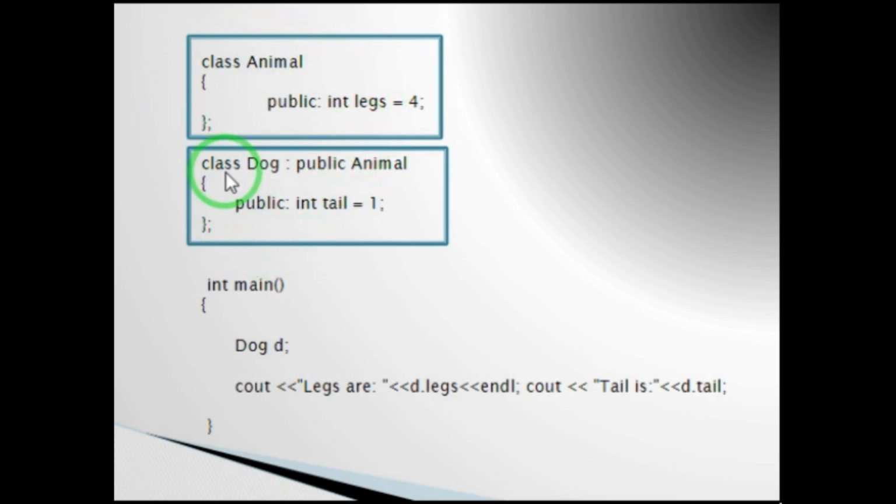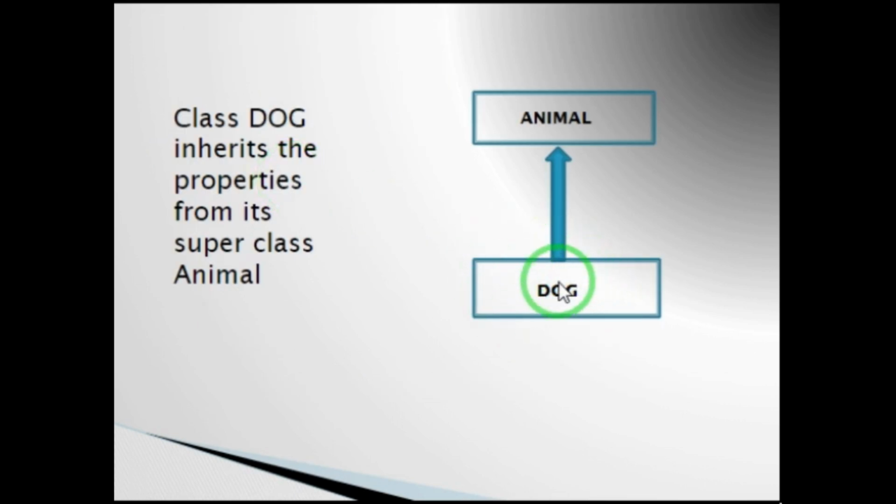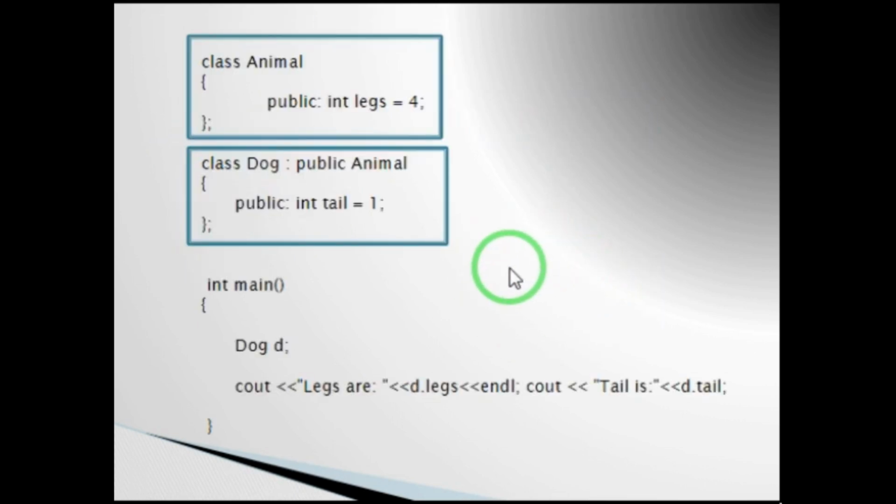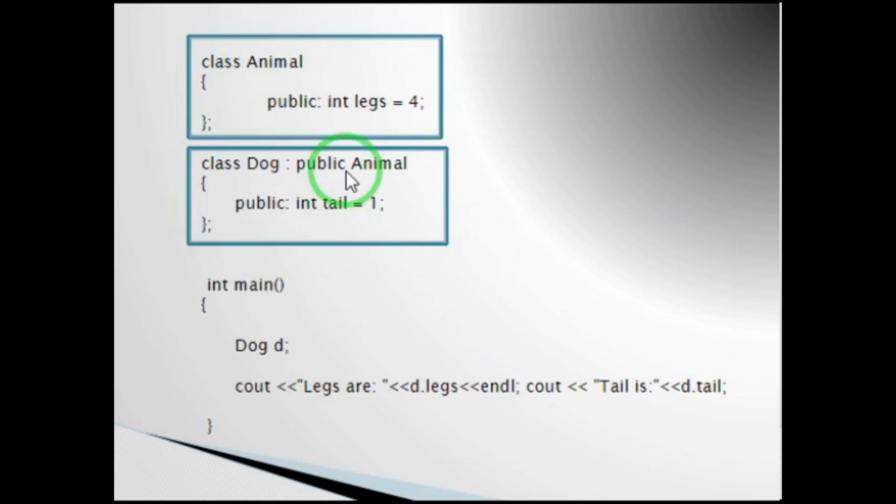So dear student, class dog: I want to declare this dog class as a derived class of the animal class. Class is a keyword, dog is the derived class name, colon is an operator used for the inheritance concept, public is the access mode, animal is the base class name. Here the base class is animal. Now dear student, the dog class has its own data variable, so you include this data variable in the derived class.